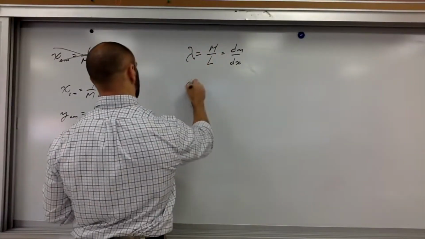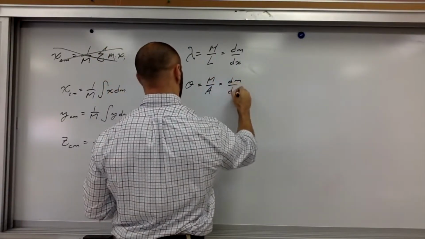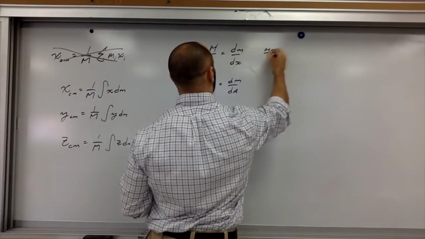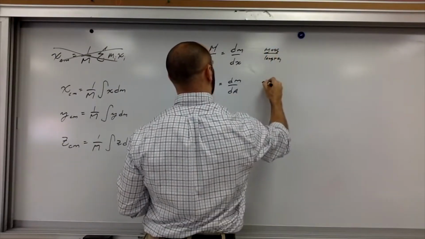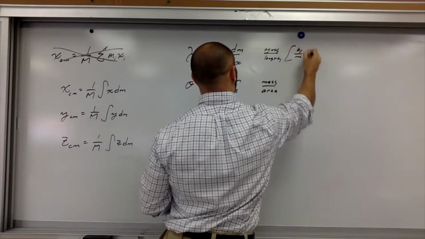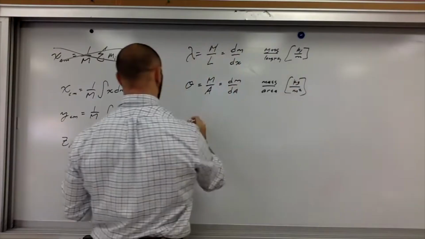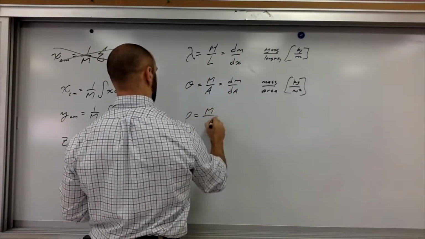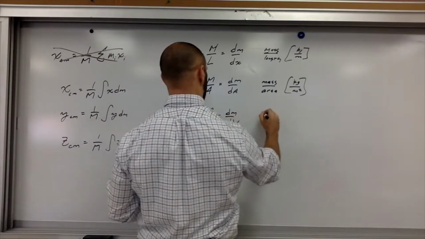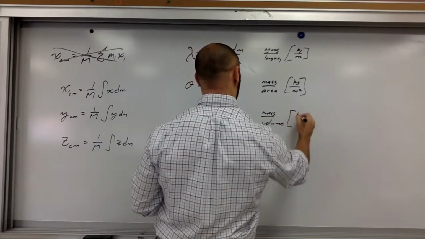Then sigma is going to be mass per area, so that's dm dA. So this is mass per length, and this is mass per area. This is going to have units of kilograms per meter, and this is going to be kilograms per meter squared. And then rho is volume mass density, so it's dm dV. This is mass per volume, kilograms per meter cubed.